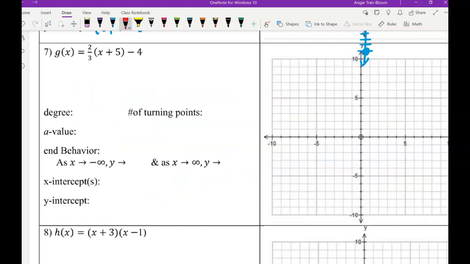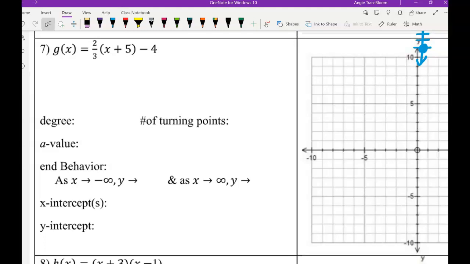Our example 7 says g of x equals 2/3 times the quantity x plus 5 minus 4. So this one has a degree of 1 since we don't see any power there. That means we have 0 turning points since it will be a straight line. This is going to be your slope, okay? We have an a value of 2/3, which also means your slope. We have a point at (h, k), which is going to be (-5, -4).